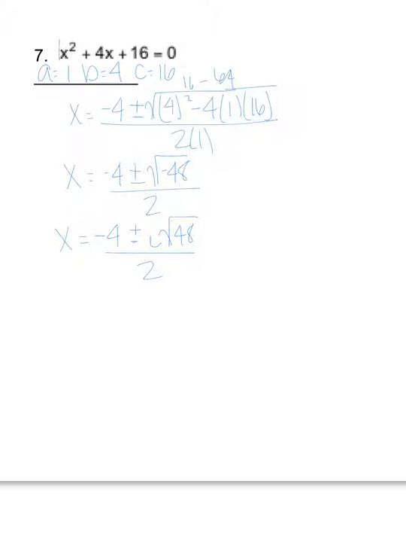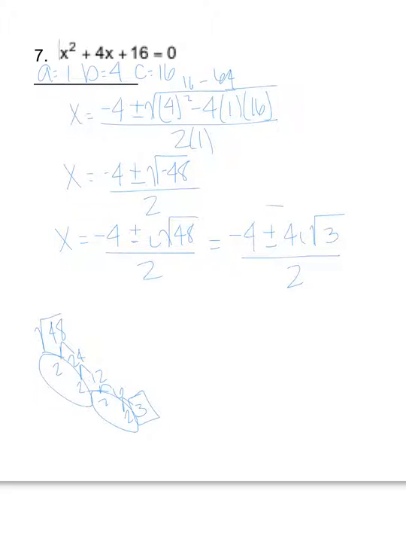So now 48's positive. 48's not a perfect square, but we need to come over on the side and see if we can simplify it using a factor tree. So 2 times 24, 2 times 12, 2 times 6, and 2 times 3. So we have a pair of 2's and another pair of 2's, and then we have a 3 left. So we're bringing out two 2's, that would make 4, square root of 3. So when I bring out the 4, I'm putting it before the i, and then the square root of 3.